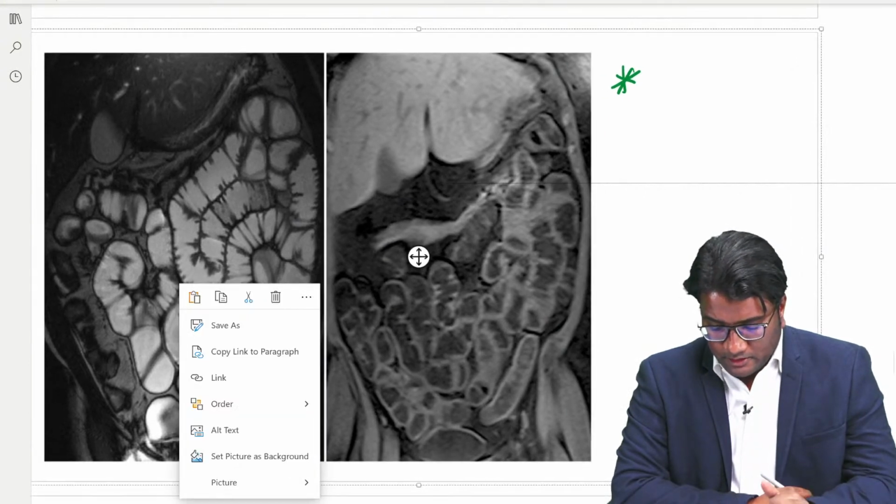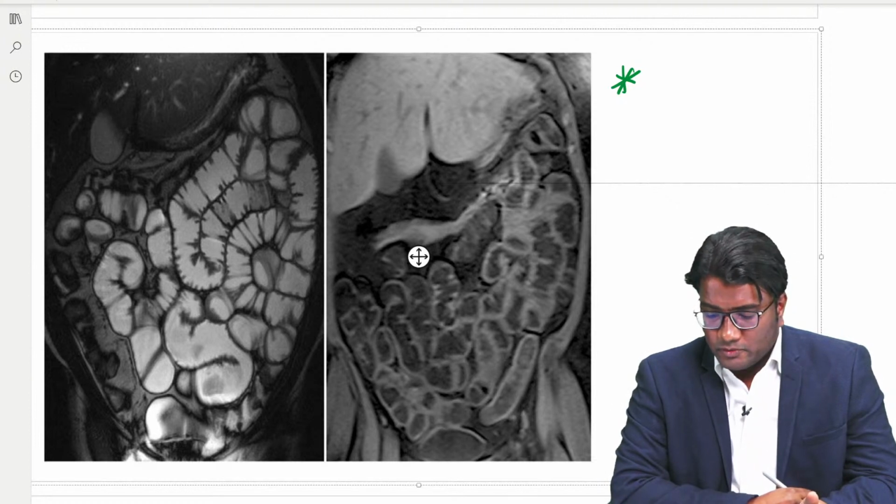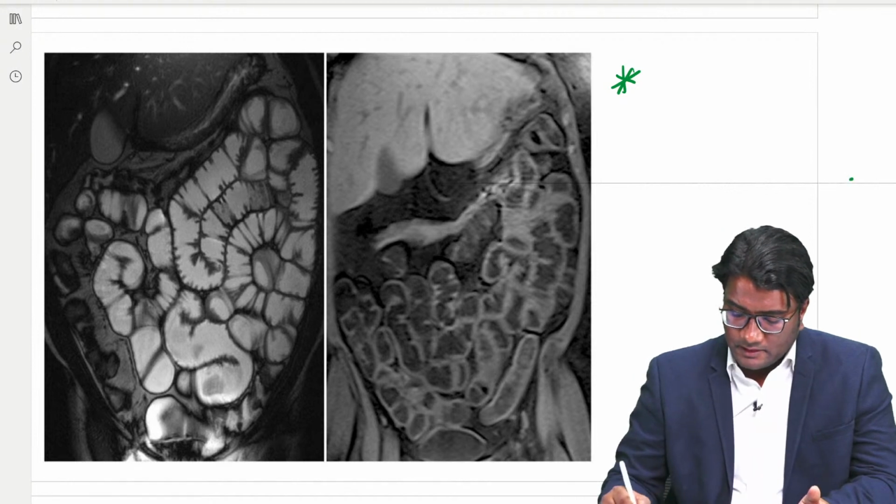Look at the image and tell me, what is it, CT or MR? Everybody is saying it is CT, so I agree with you guys. So it must have been CT in the exam. But can you answer this now?